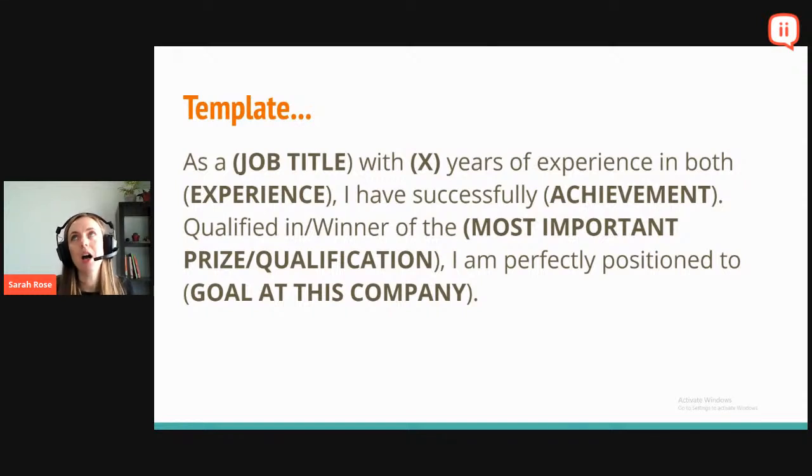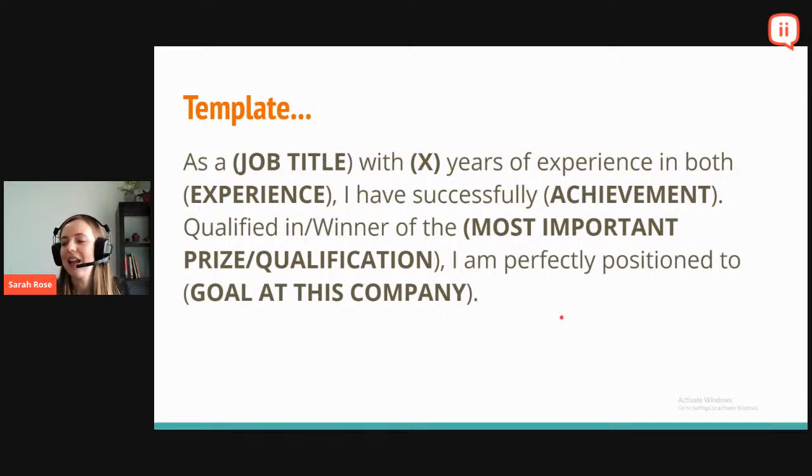For example, if you work in project management and you are an associate project management lead, you have a very long, strange job title. Then you want to make it shorter. Project management professional or event management professional. Okay. Then we say how many years of experience you have and maybe mention what specific experience is relevant here. We want to mention an achievement, a qualification or a prize. And we want to mention your current goal.